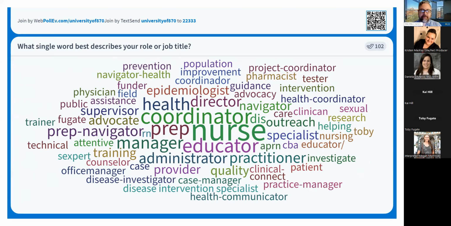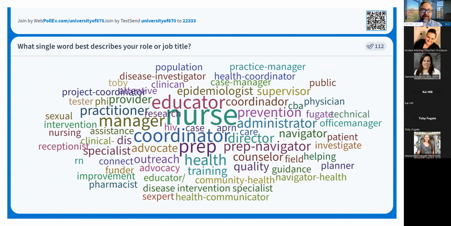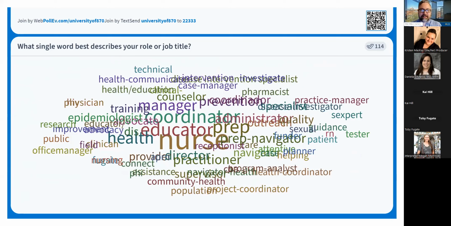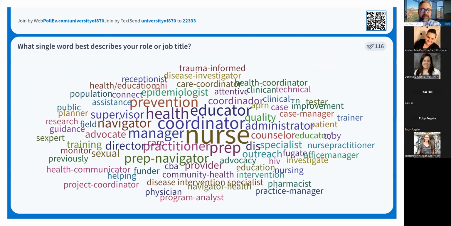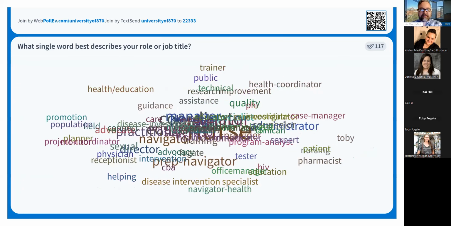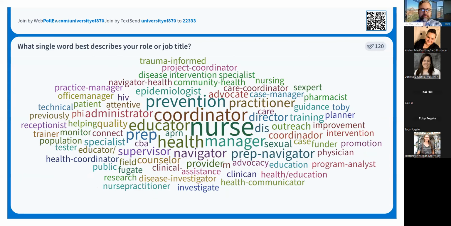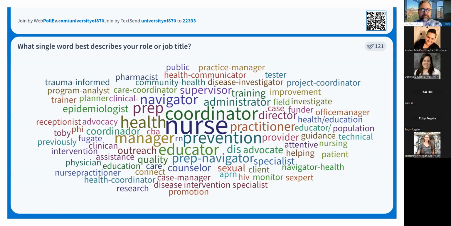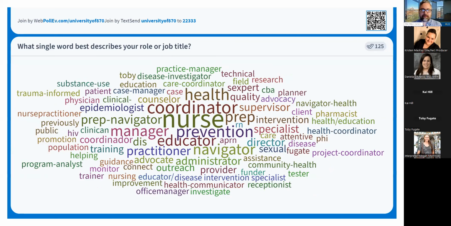Great, so it appears that what I most commonly see is nurse, we have some coordinators, we have some managers, we have some PrEP coordinators, some PrEP navigators in here as well. So it sounds like we've got a good mix of folks who are clinical providers and then some non-clinical providers who support clinic staff or support prevention efforts. Awesome. All right, let's go ahead and take a look at the next one. I see additional patient navigator added in to the chat.